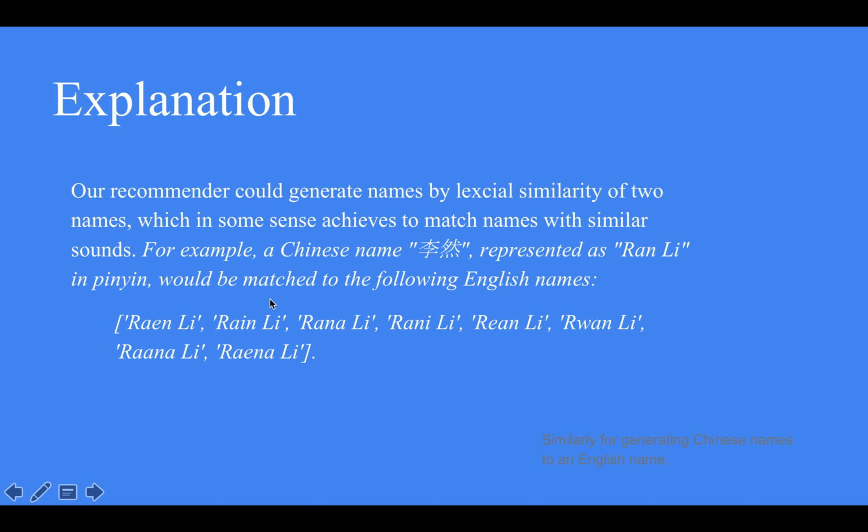Our system will prompt the user to type in the number of names they want it to generate. In this example, our user would type 8, and then our system generates 8 names, which have very high lexical similarities with my name, Ran Li.